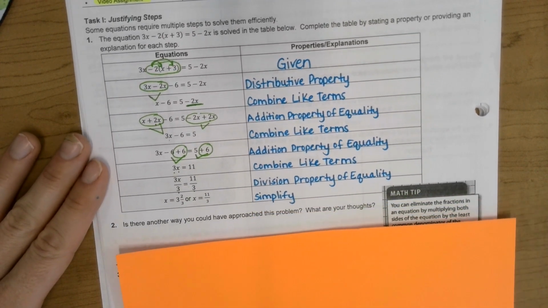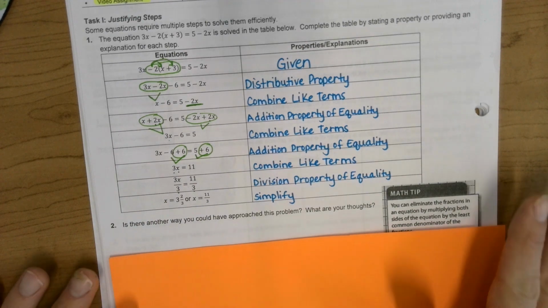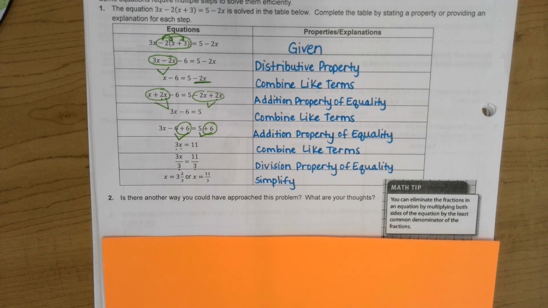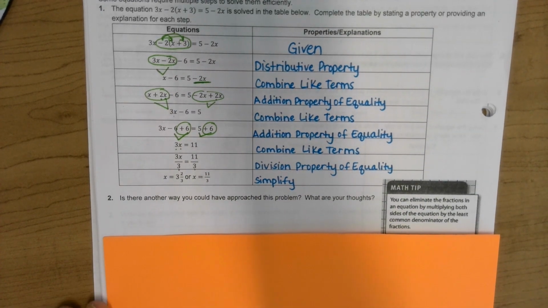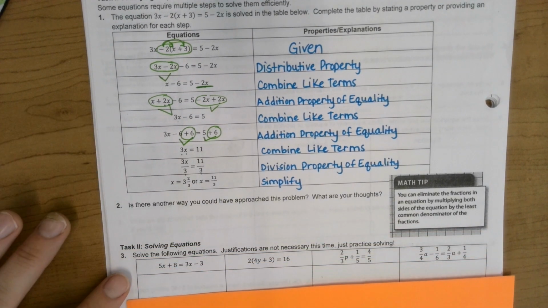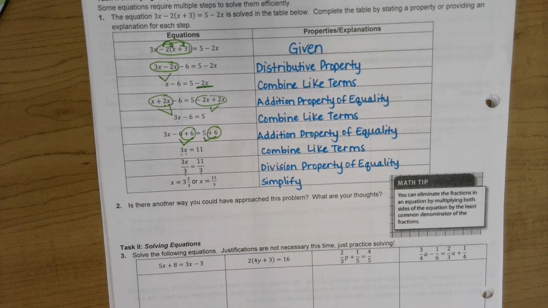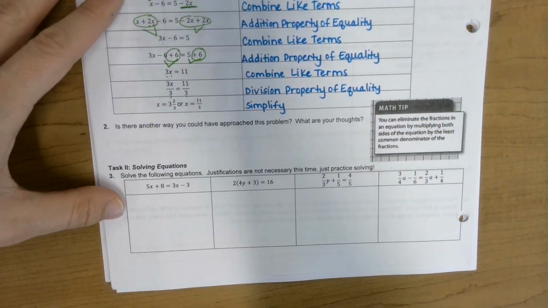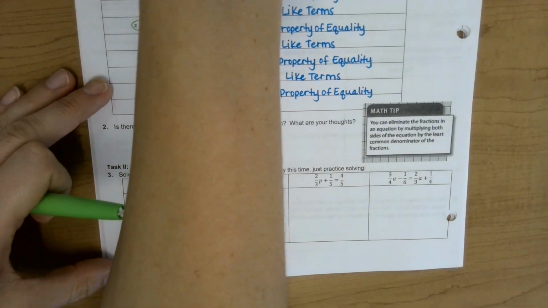All right, for number 2, is there another way you could have approached this problem? What are your thoughts? So this is all your opinion, so answers vary here, so just make sure you have something written from your perspective. All right, go ahead and pause the video now. And I want you to do task 2, solving equations. So you need to be able to solve these equations on your own, these multi-step equations with one variable. So go ahead and pause the video right now and do number 3, all of these.